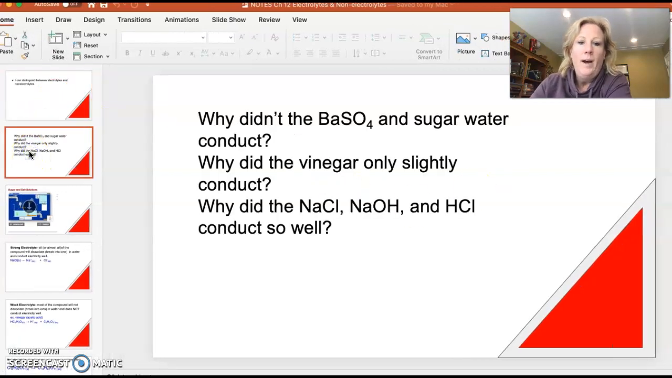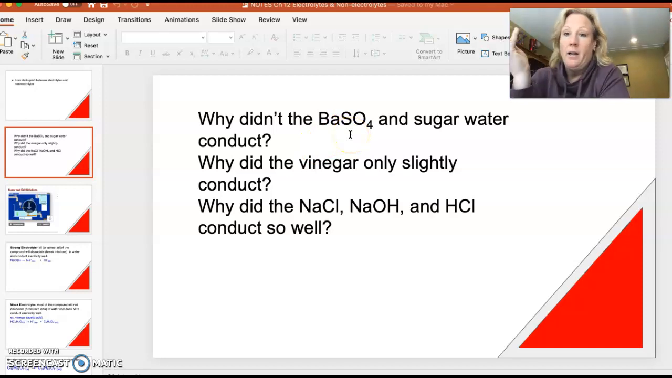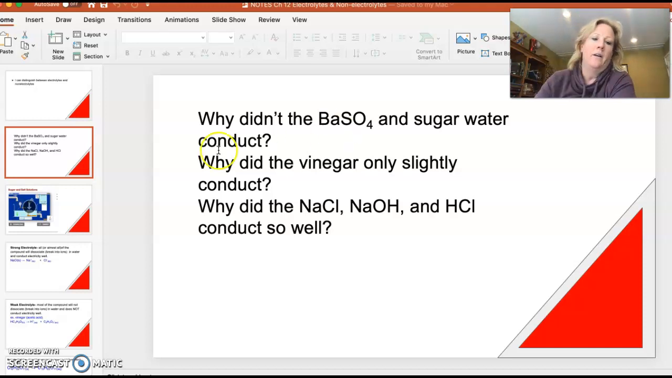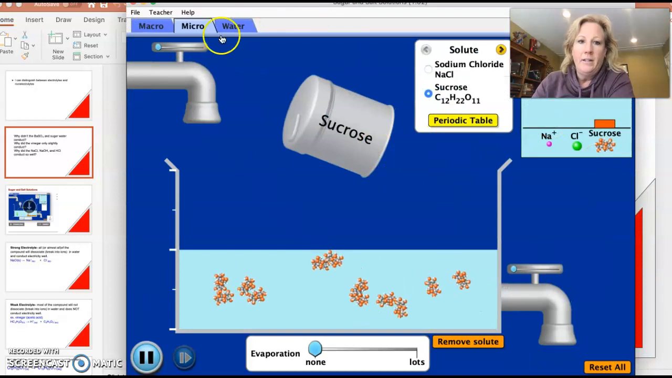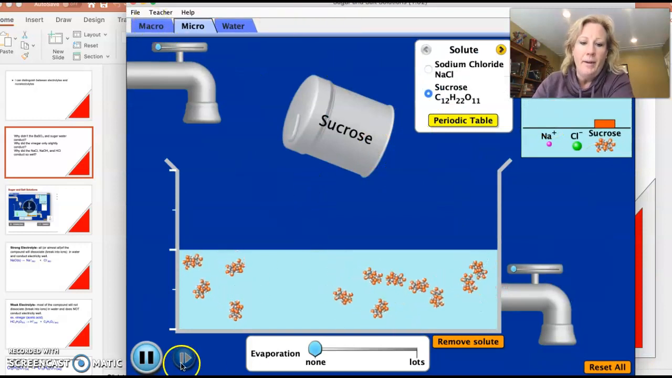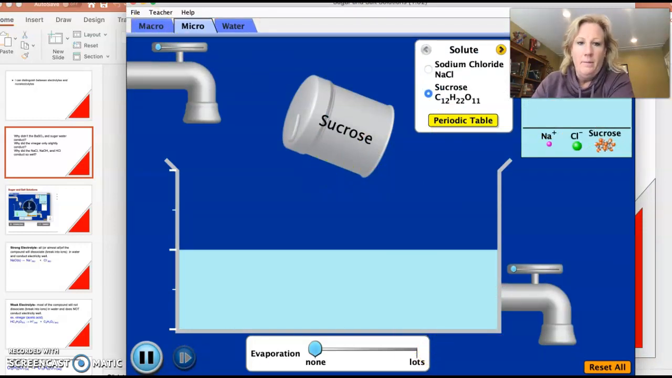So, why didn't the barium sulfate, which is an ionic compound, so from what we learned before it should conduct, and why didn't the sugar conduct? And why did the vinegar only slightly conduct? So I'm going to show you guys a PhET, and the PhET gives us a microscopic view.